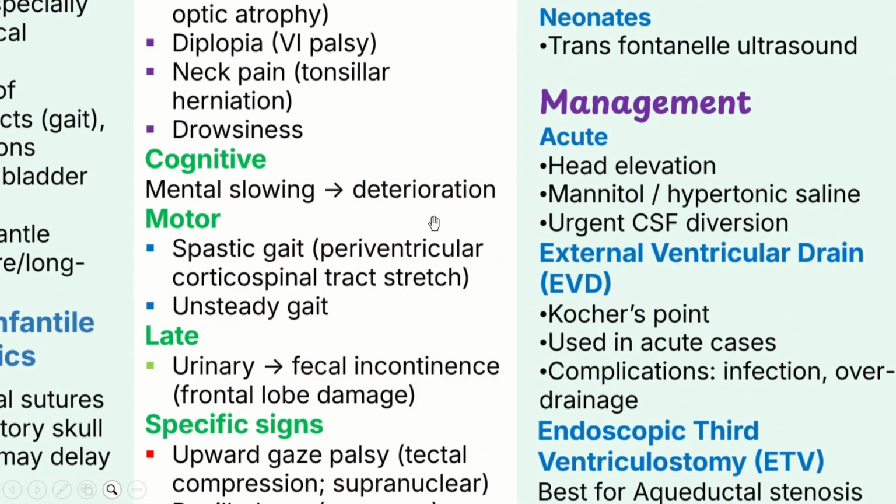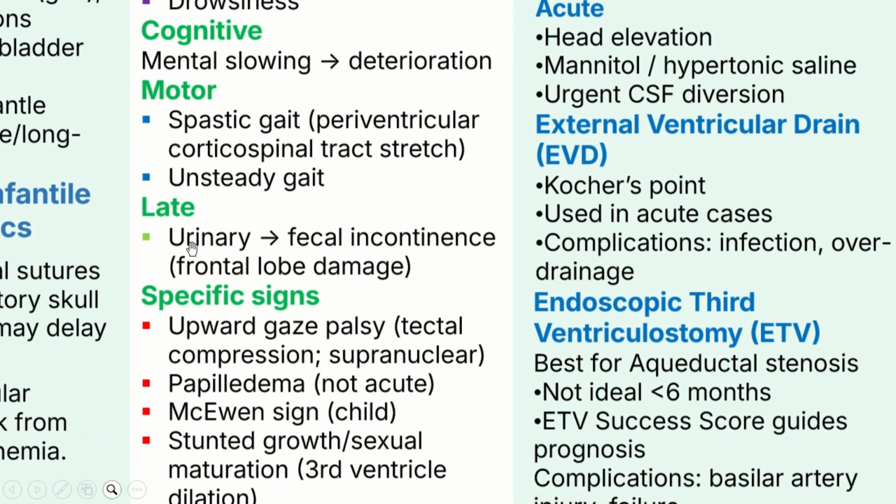Then in motor, they may have a spastic gait. This is going to come from periventricular stretch, and they may also have an unsteady gait. Then later, they may have urinary incontinence, and sometimes, rarely, fecal incontinence, and this is due to frontal lobe damage. So we have some specific signs that are seen.